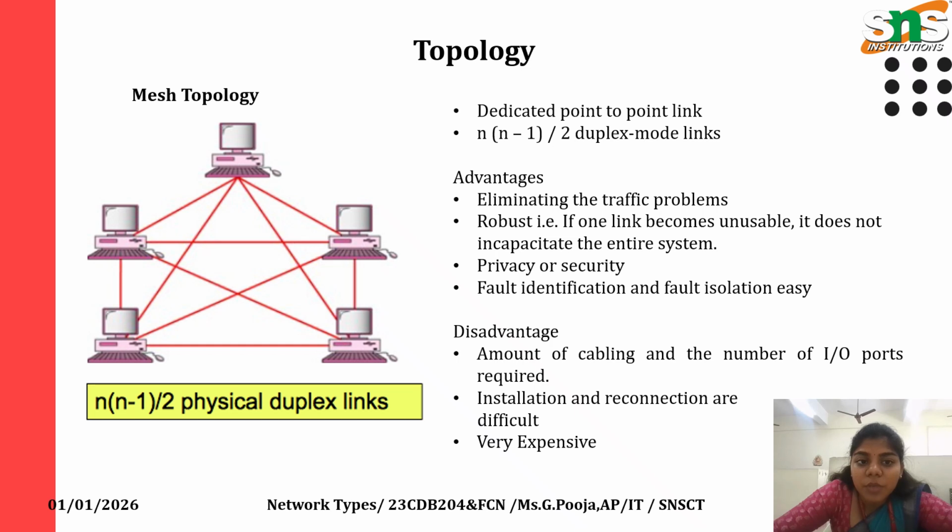The first topology is mesh topology. Here we can see that each device is connected to all the other devices. The number of devices is taken as n, and when we substitute in the formula n times n minus 1, divided by 2, we get the total number of links.